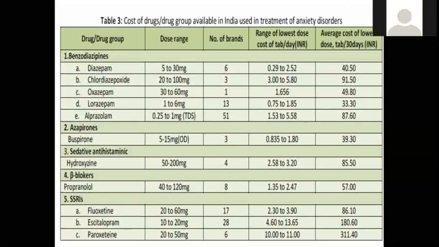So diazepam, chlordiazepoxide, oxazepam, lorazepam, alprazolam. We are given the dose range, so we can choose the lowest dose cost in the range. We can take the average of them for around 1 month, because anxiety disorder treatment is longer. And according to this cost, we can give the points.